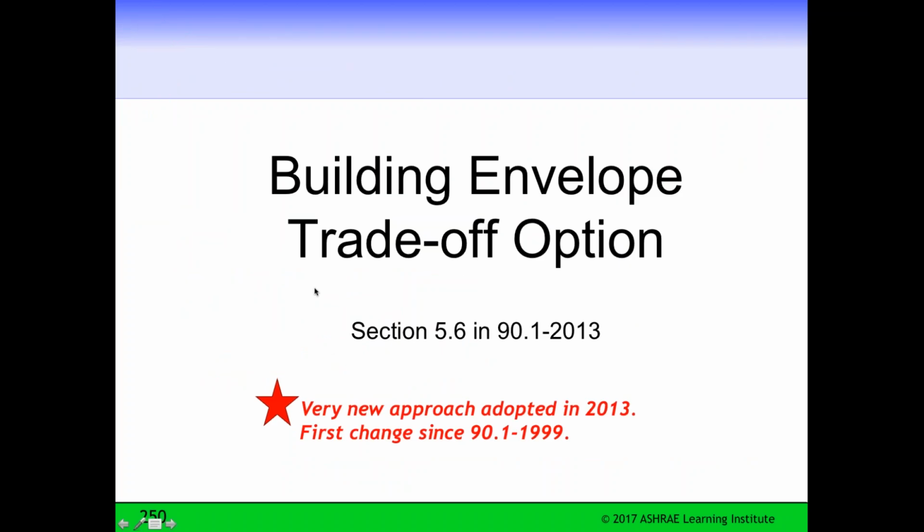There's a building envelope trade-off option. For 30 years, there's been a trade-off option that was based on regression equations that were done back in 1980. The 2013 and 2016 versions of the standard use a new approach using EnergyPlus. And this approach is embedded in ComCheck. And so when you're using ComCheck, you will be using this new trade-off option.